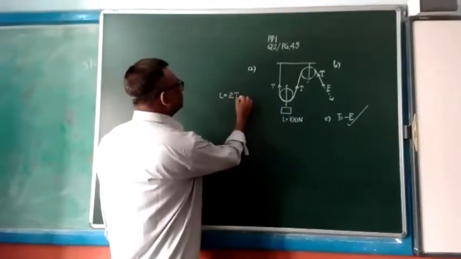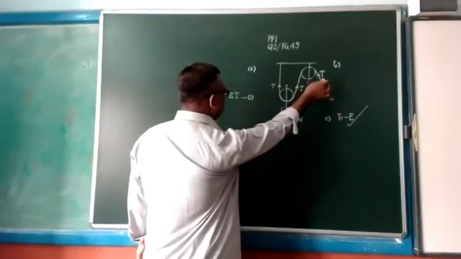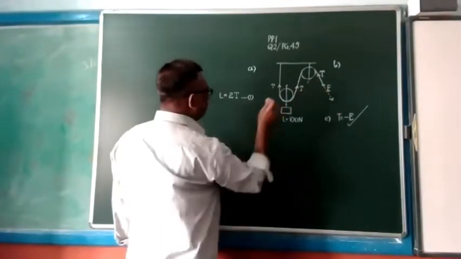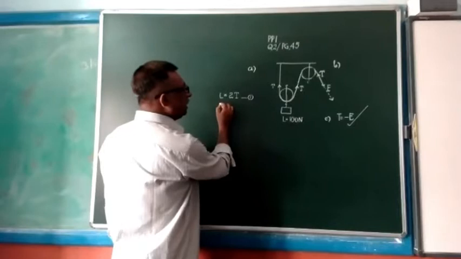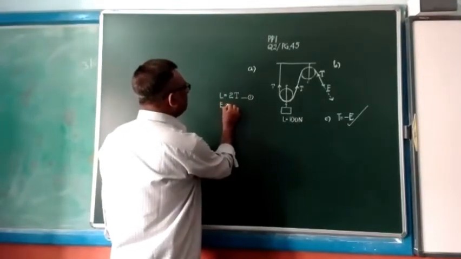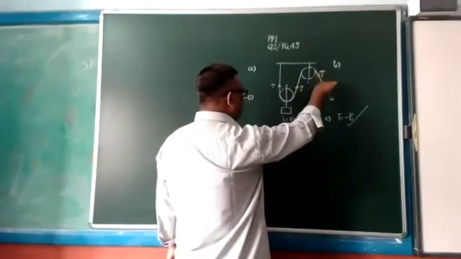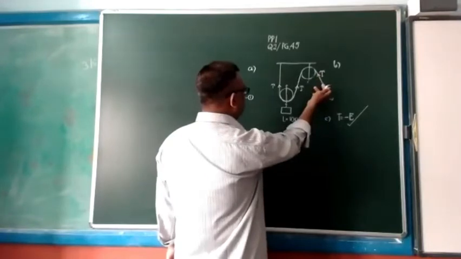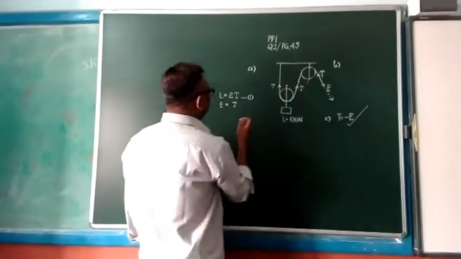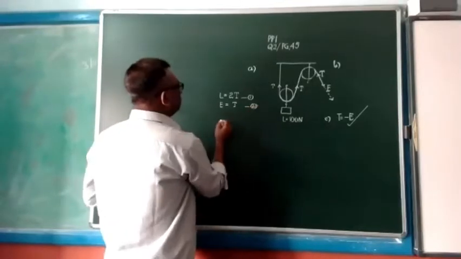First you write this general equation, and at another point, we can also write one more relation between E and T. So capital E equal to T. One force, capital E, in downward direction and one force in upward direction. Here E equal to T. This is equation number 2.